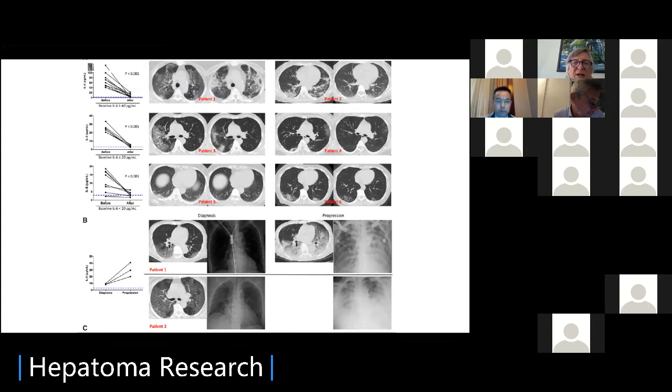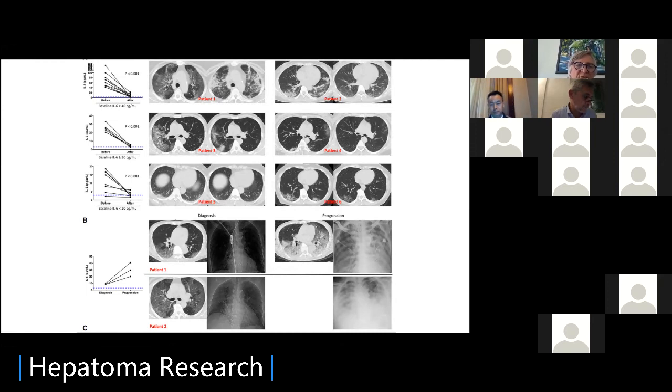Shown different patients. This is a CT scan of the chest, and you see here the ground glass opacities in both sides of the lungs, and you see that there was an increase of interleukin 6 at the beginning, and the patient recovered, and this is a better picture than the first one, and the IL-6 went down. The same is with the next patient, patient 2 and patient 3.